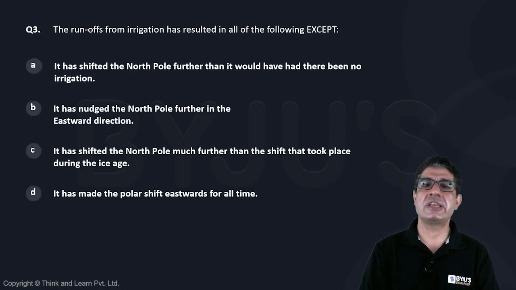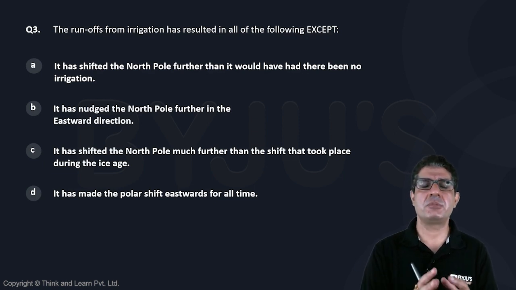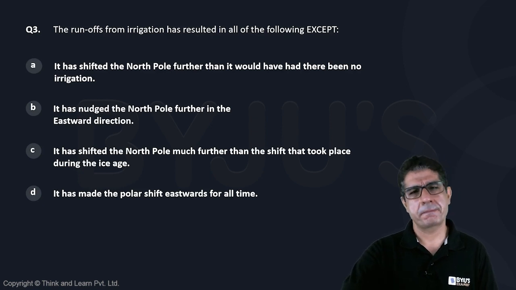The runoffs from irrigation have resulted in all of the following except. So 3 of these are true according to the passage, one is not. The one which is not true is of course going to be marked as our answer. So let's check. A, it has shifted the North Pole further than it would have had there been no irrigation.